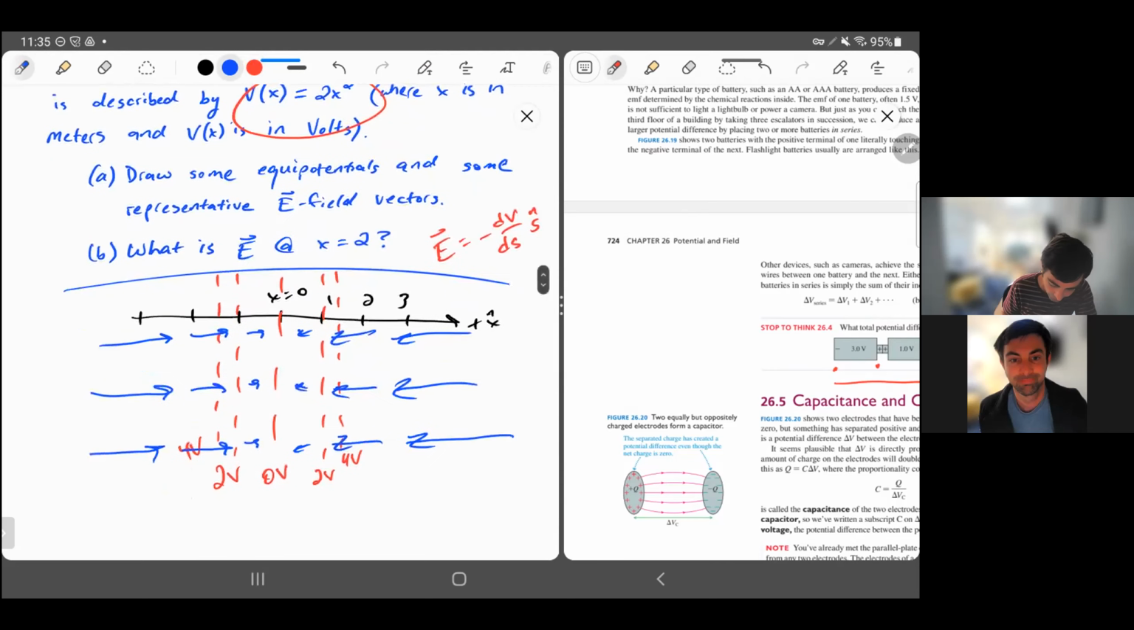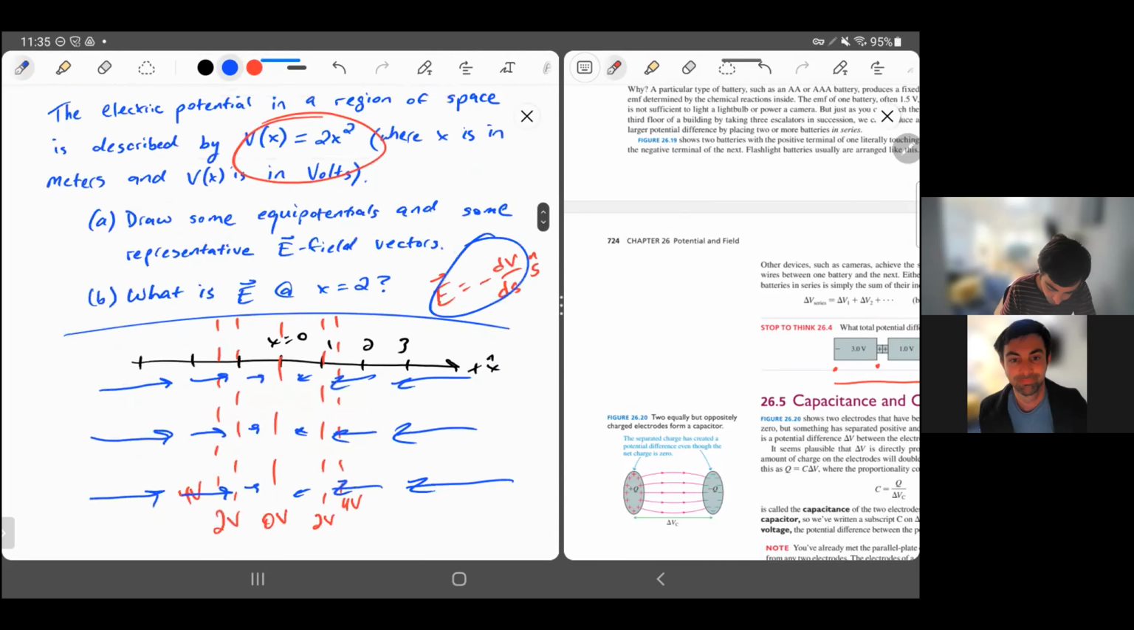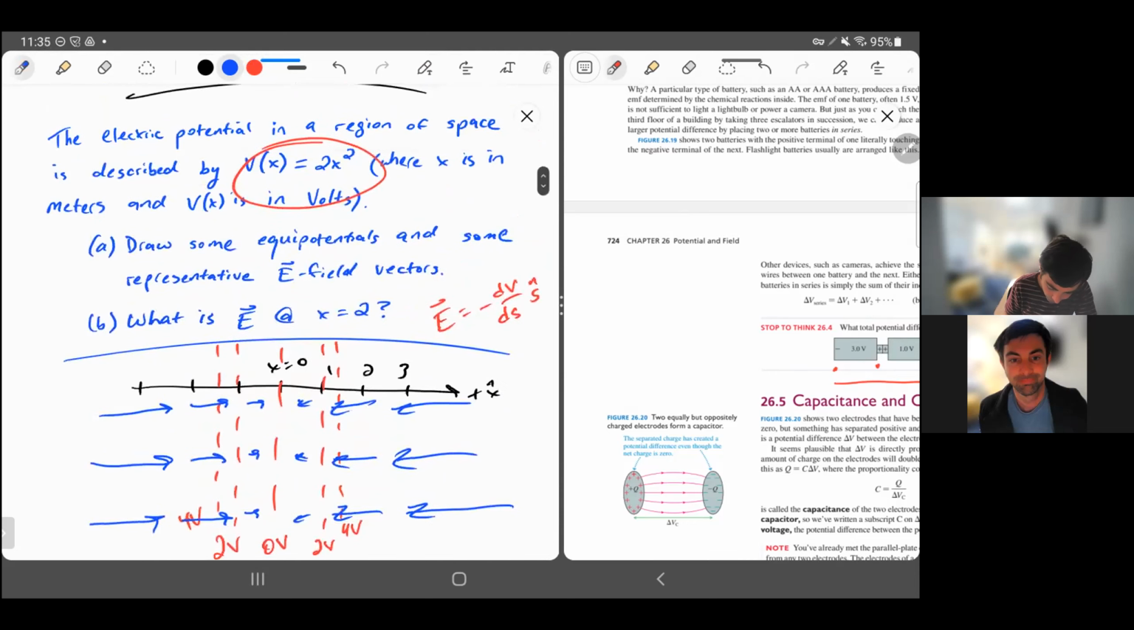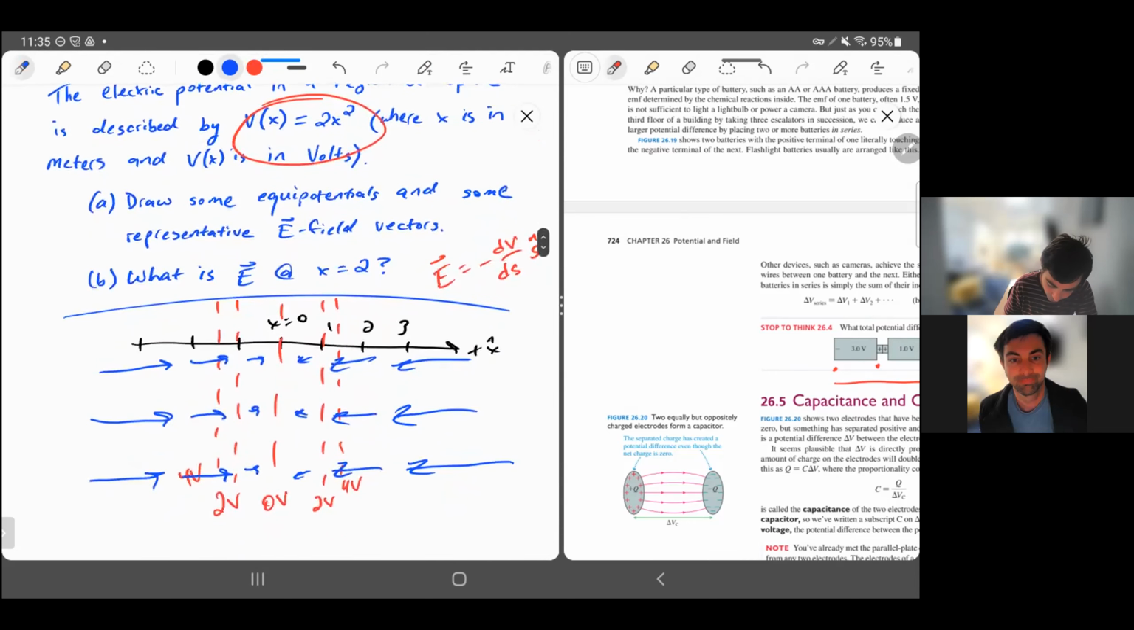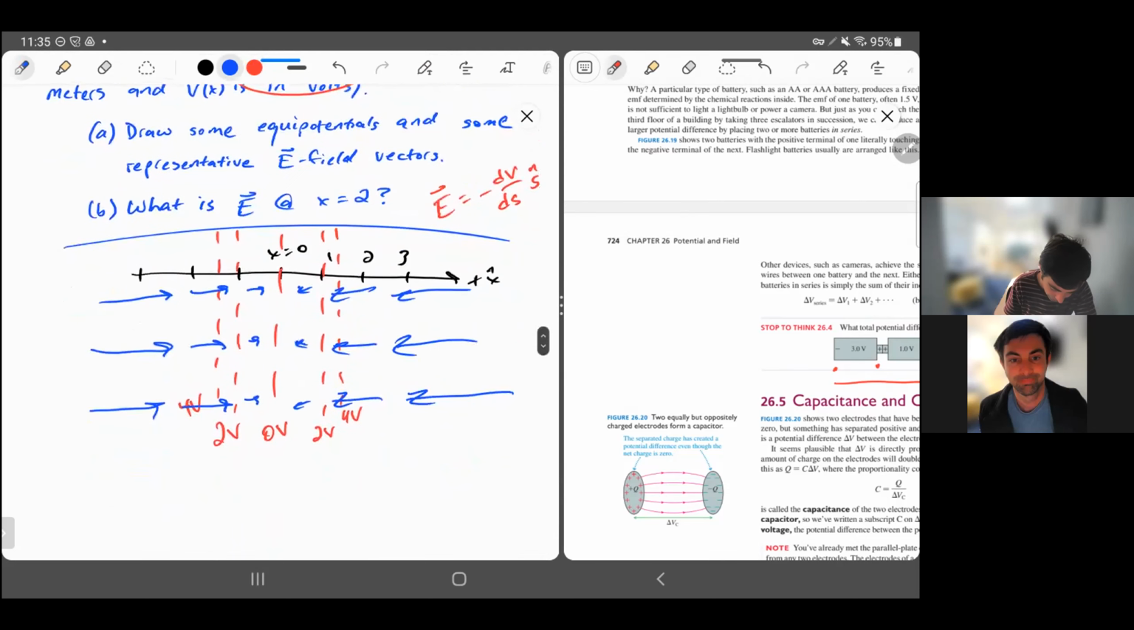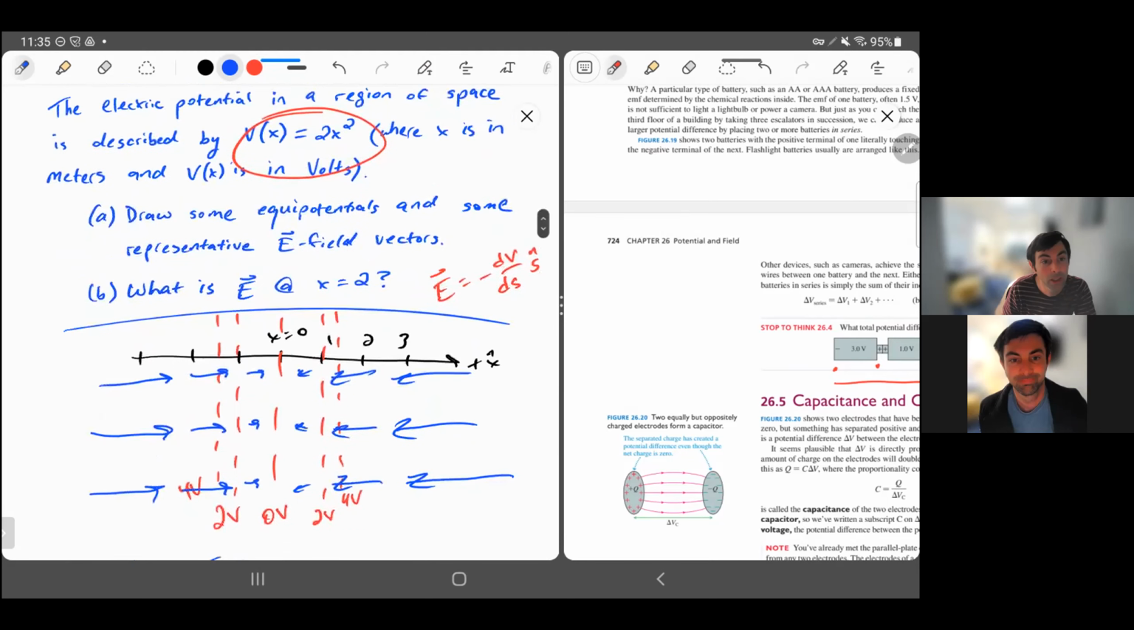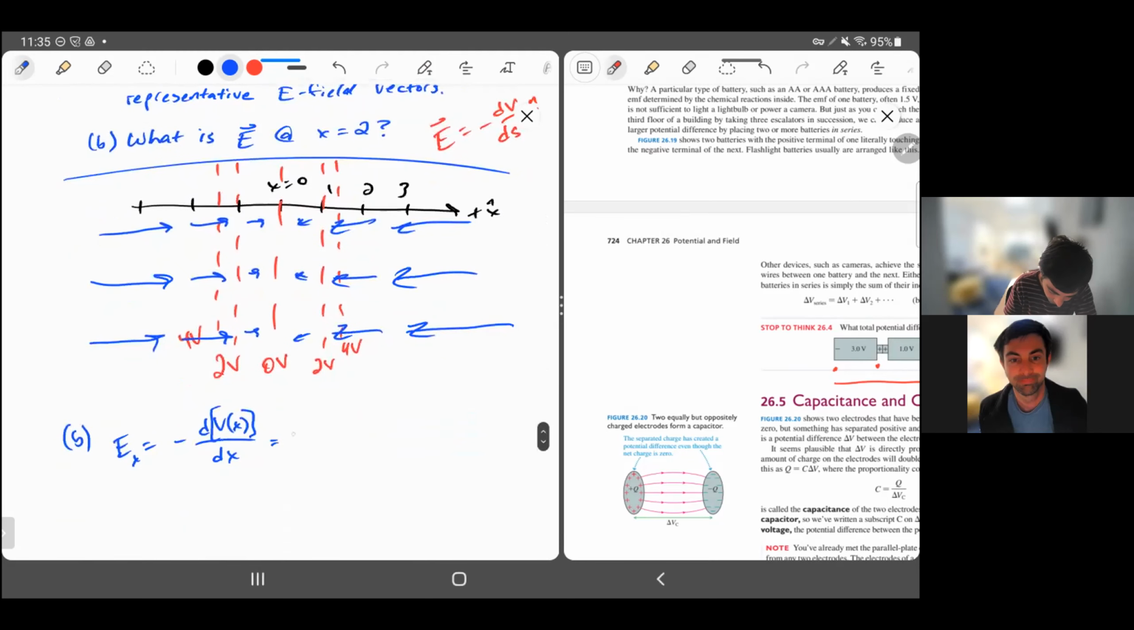Part B, what is the electric field at x equals 2? We're going to use this formula right here. We have our potential function, and if we take minus the derivative with respect to x, in this case x is going to be labeled in the coordinate. S is just a general label, but here it'll be x. So for part B, Ex is minus d of this function of x, dx. The derivative of 2x squared is 4x. With a minus sign, it's minus 4x. And so that's Ex as a function of x.